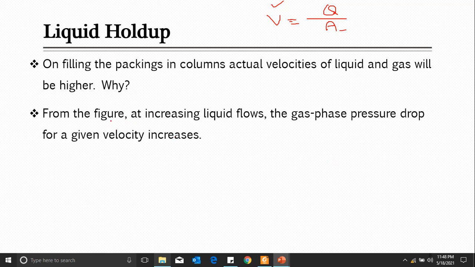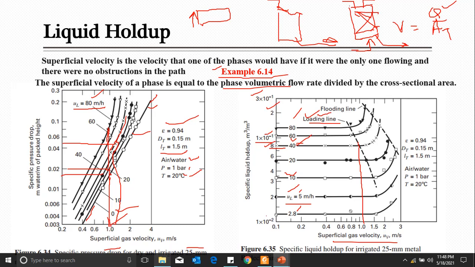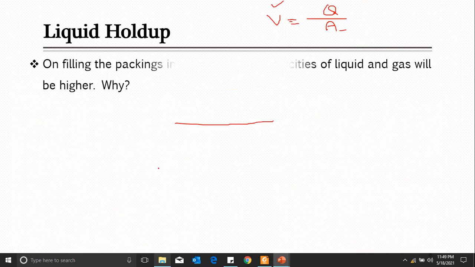From these figures, I have explained all those things which are just summarized here. I will quickly go through. From the initial figure you have seen that when you increase the liquid flow rate, gas phase pressure drop keeps on increasing for the given velocity. For example, I discussed the case that if you take this gas velocity of 1 meter per second, initially we started with the dry, and when we keep on increasing it, you can see that pressure drop was increasing for all these cases. That is the same as mentioned here.